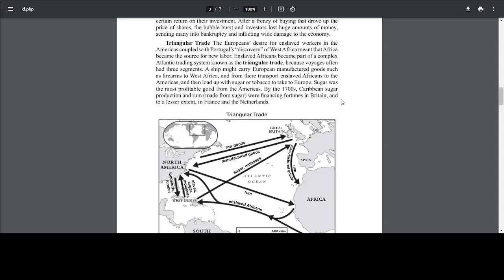Sugar was the most profitable good from the Americas. By the 1700s, Caribbean sugar production and rum made from sugar were financing fortunes in Britain and, to a lesser extent, in France and the Netherlands.